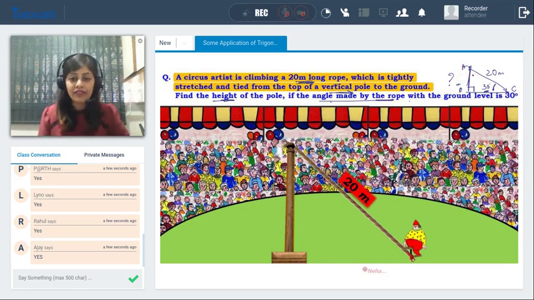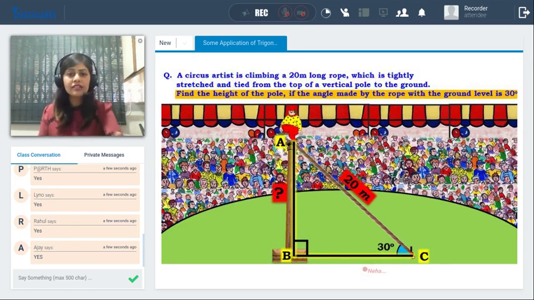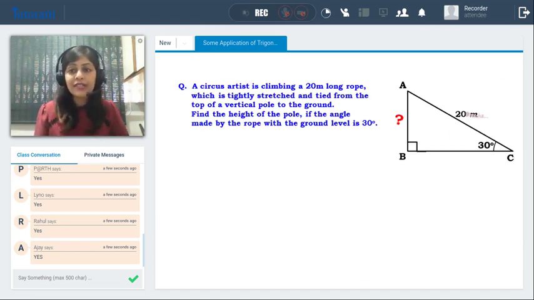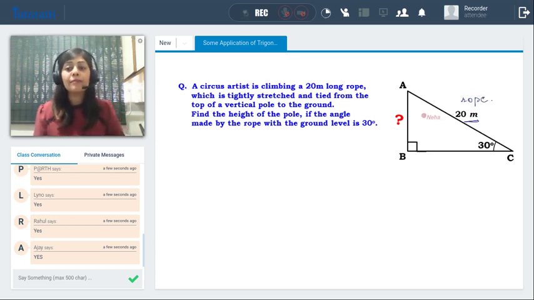So let's quickly look at the figure. Let me take this geometric figure. So this is what we have. I'm going to take this as our geometric figure. So as you can see, AC represents the rope and AB represents the height of the tower, right?